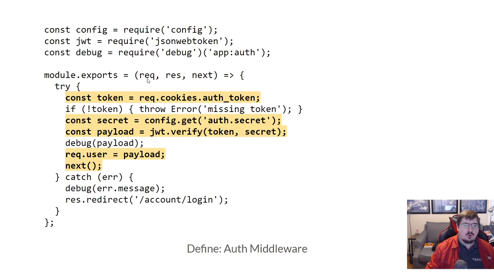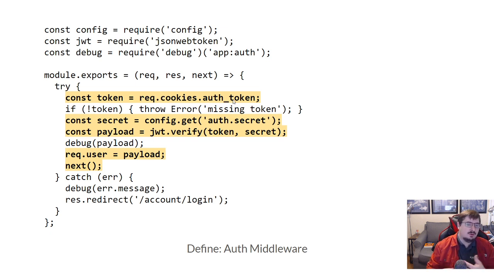So we've got a request, response, and next. Remember, anytime you're writing a middleware, you typically need to have next in there to tell it to go run the next middleware. Okay. So the first thing we want to do is get the token. The token I can get from cookies. So I'm going to say request.cookies.